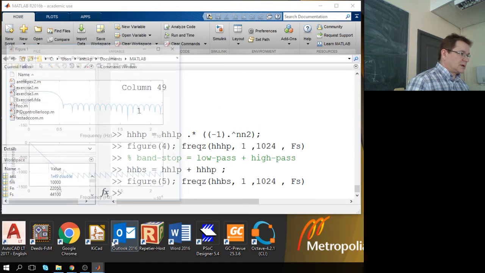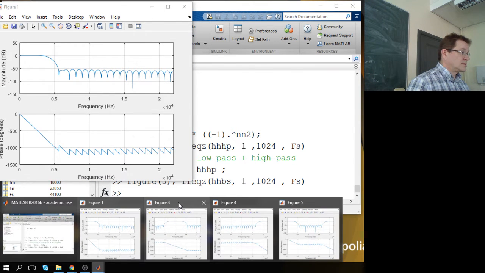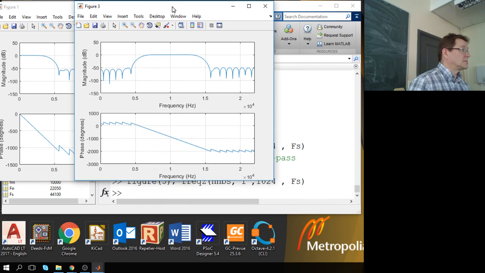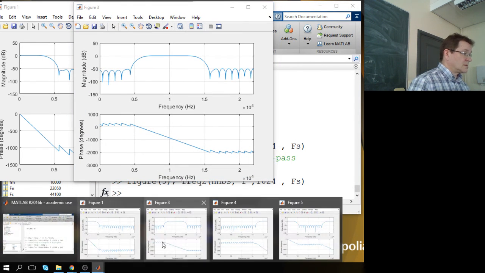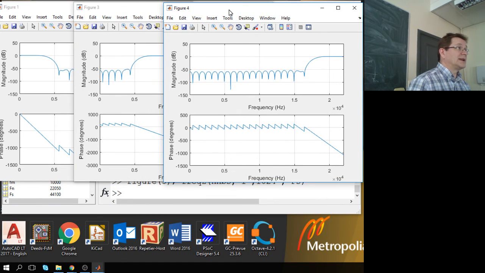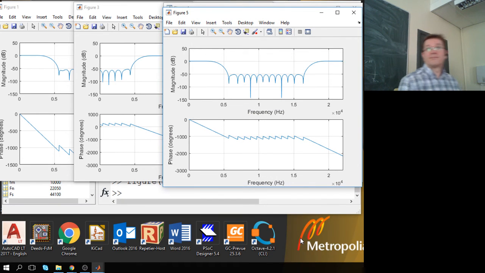So let me see, what did we have? We started from low pass. We got band pass by just modulation. We got high pass. Well, that was also modulation. And then we got the stop band. Those are the fundamental filter types. Good.